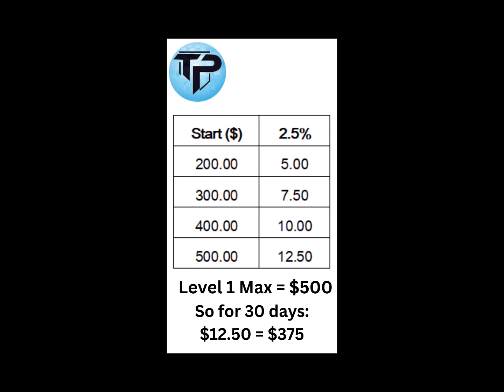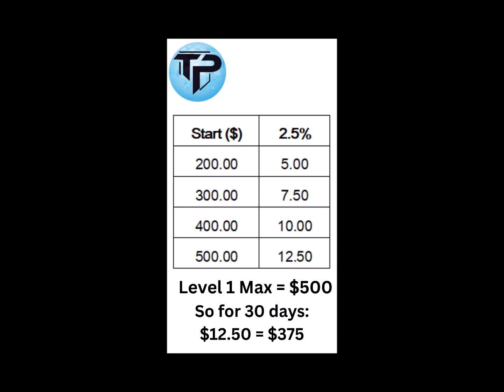So like I said, on level 1, the maximum you can earn on is $500. So if we look at that over 30 days or a month, $12.50 is $375. That's roughly about £300. Okay, so $375 a month.